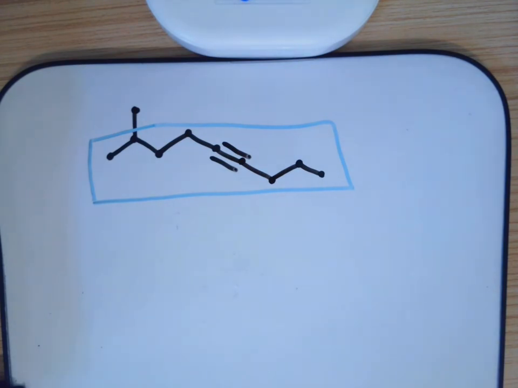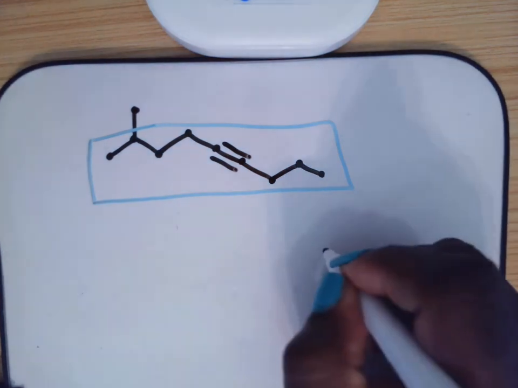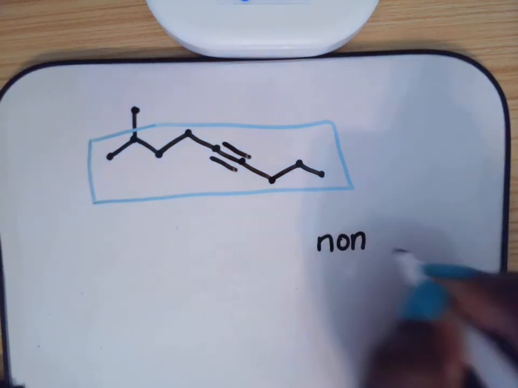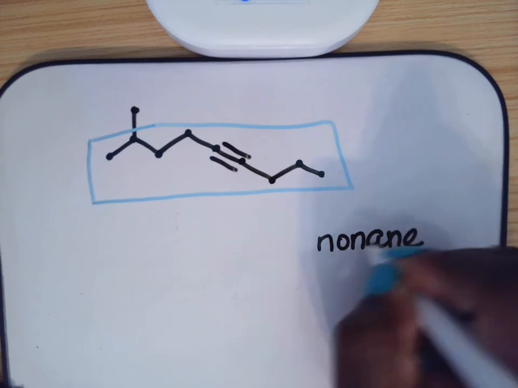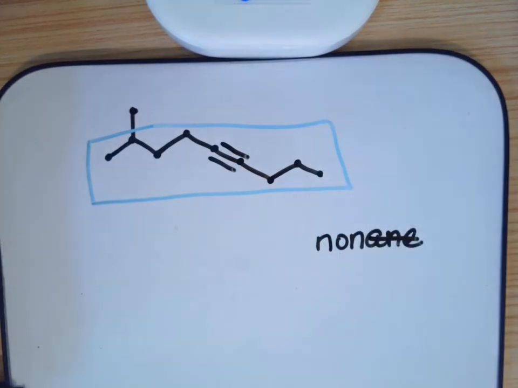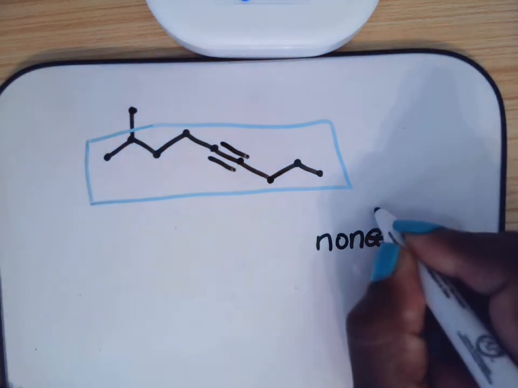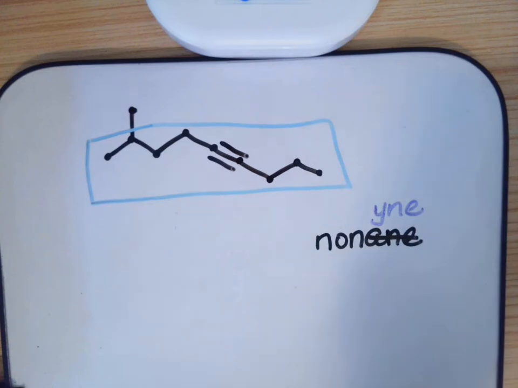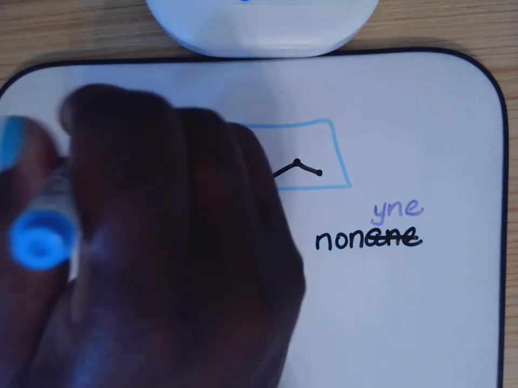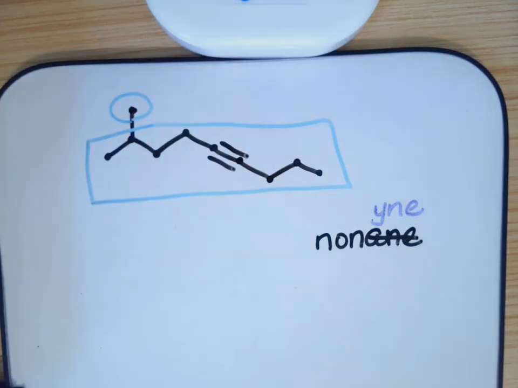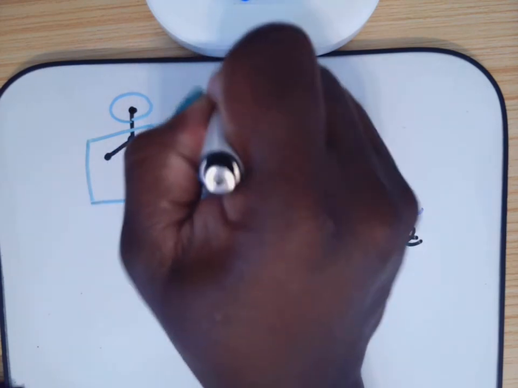Once we determine that we have 9 carbon atoms in a continuous chain, we know that our prefix is going to be non. But it's not going to be non-ane. It's going to be derived from that, but instead of that ane ending, this molecule would end in yne, which indicates a triple bond. From there, we have to identify substituents. So we have one branch sticking out of that boxed area, which indicates the presence of one substituent. That one substituent contains one carbon atom, so therefore we're looking at a methyl group.